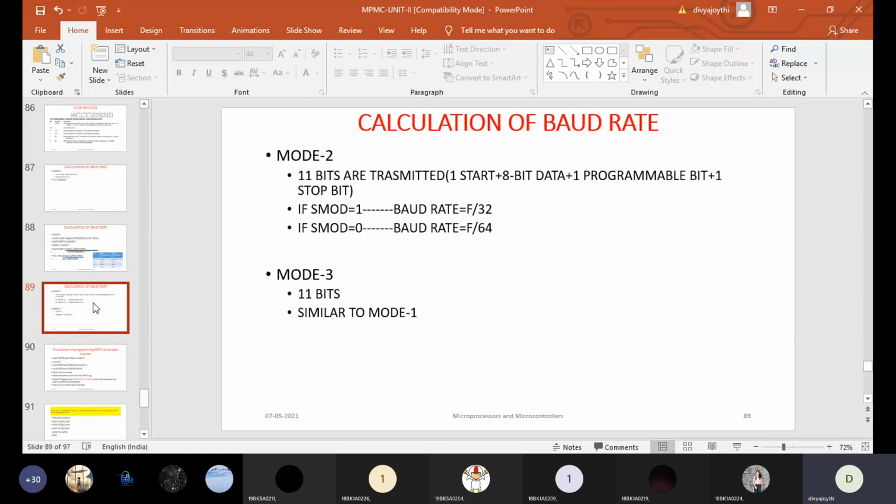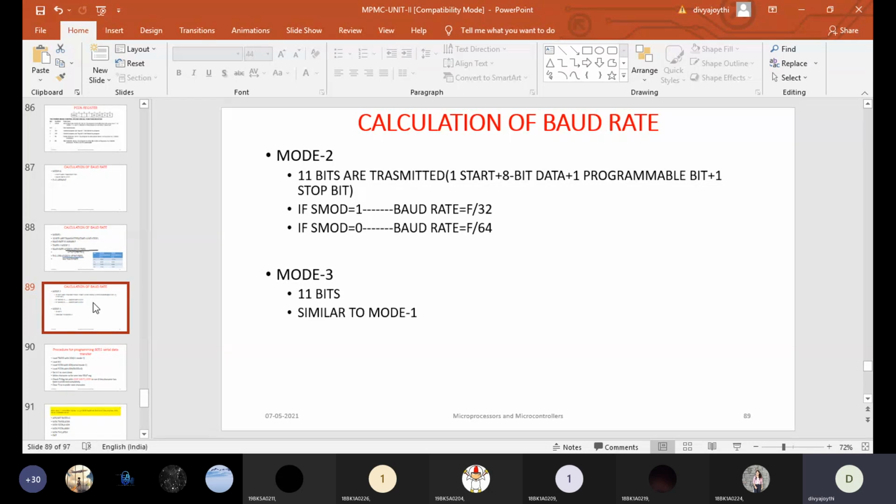So what are those 11 bits? Out of 11, 8 bits will be the original data, plus one stop bit and one start bit, and another bit that is introduced in mode 2 is the programmable bit. So 8 plus 1 plus 1 plus 1, totally 11 bits are transmitted if the serial port is operated in mode 2. So what about its baud rate?